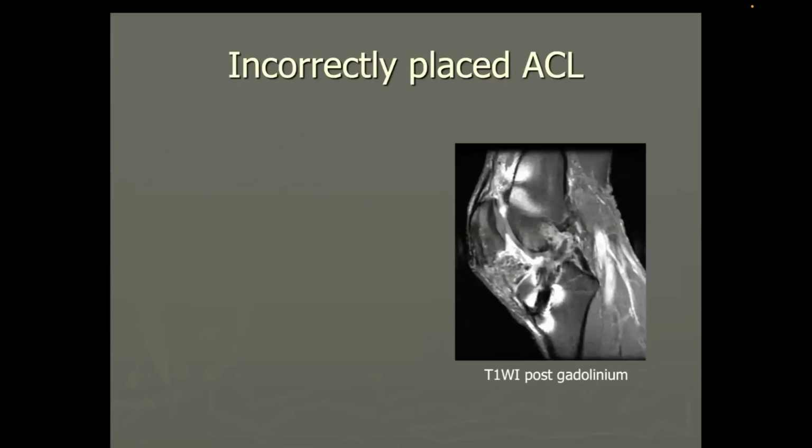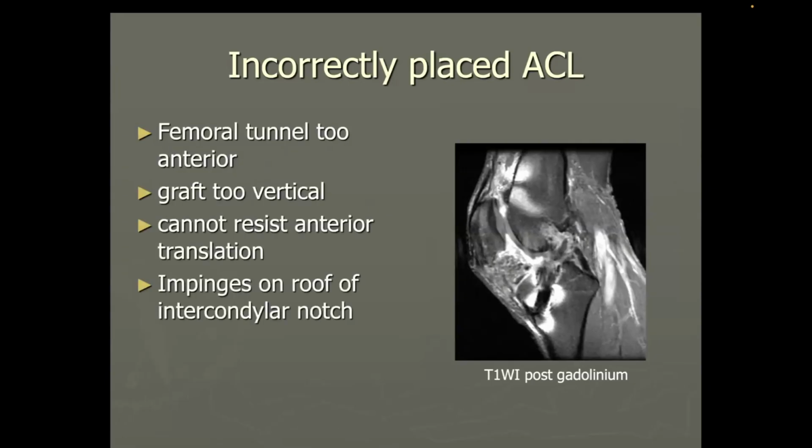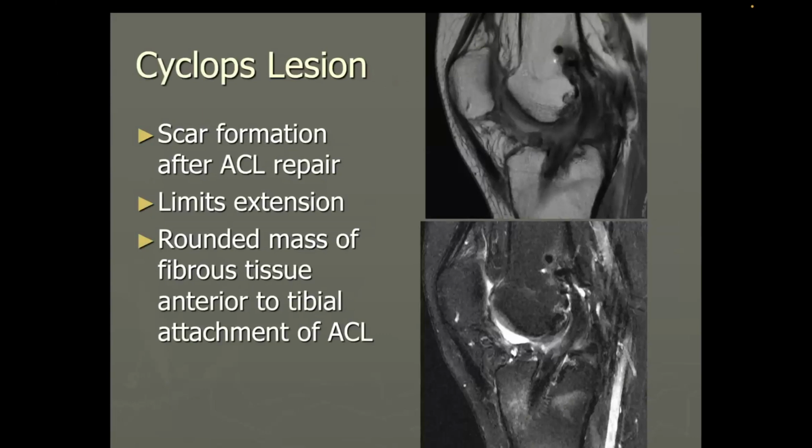What about an incorrectly placed ACL? What about one that's too vertical? Here we see this is where the tunnel is. It's sort of up high here. The graft looks like a mess. And so again, with incorrectly placed ACLs, you're going to see it's effectively going to impinge and it's going to fail.